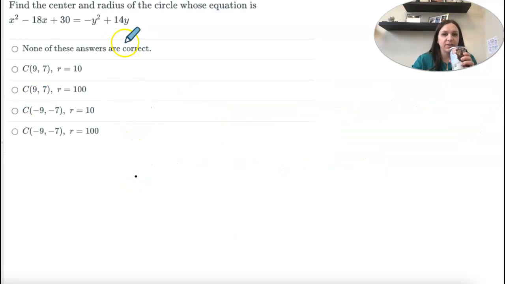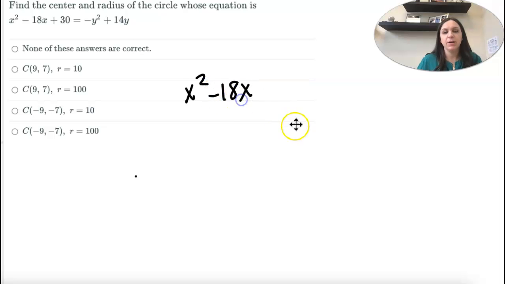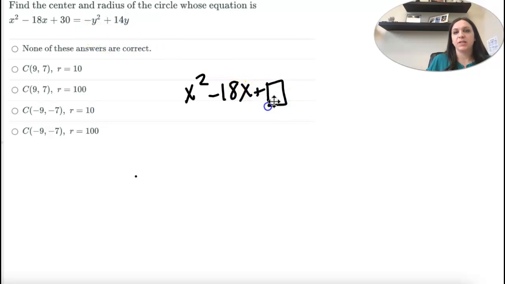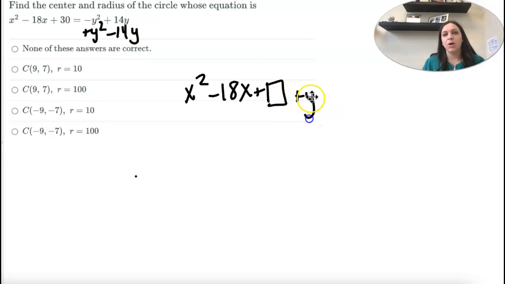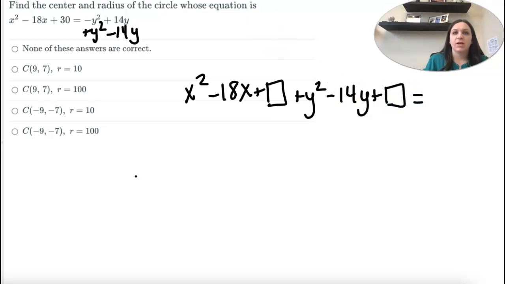So this one, find the center and the radius. We're going to have to move some things around here. Leave some space for my x. I'm going to bring the y squared and the y to the other side by taking the opposite sign. So now they're on this side as a positive y squared and a negative 14y. And then this number, the positive 30, I would subtract it to get to the other side. So it's negative 30 over here.